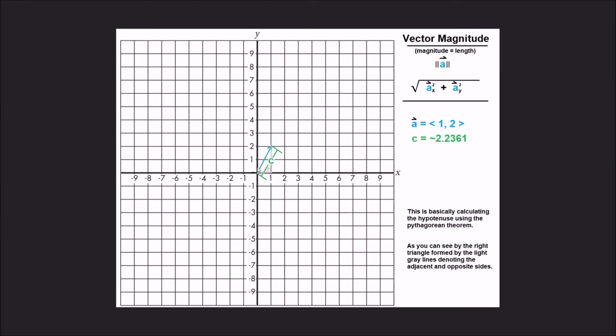So we're basically calculating the hypotenuse of a right triangle. If you look here in gray, you can see I have a right triangle indicated here. So this would be your angle, okay? This is the direction of the vector. And then here we have the adjacent side and the opposite side. And then, of course, this would be the hypotenuse.